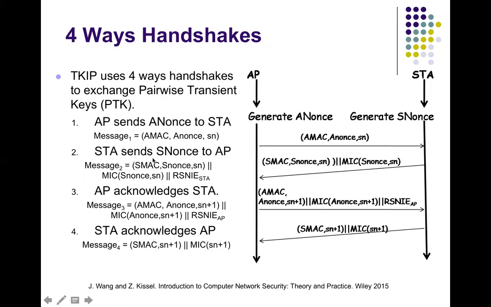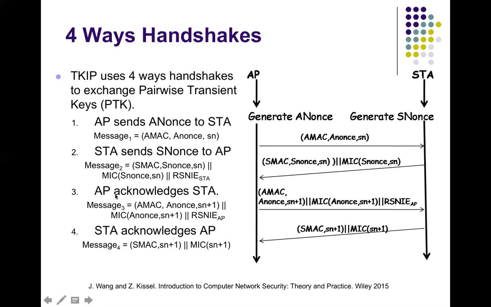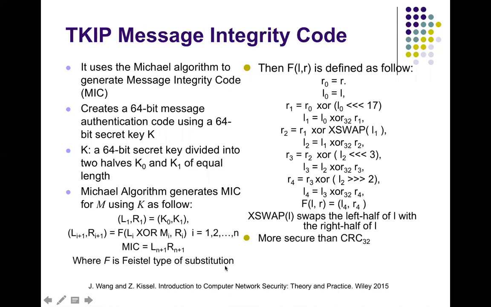Then the STA sends the STA's nonce. Again, we know a nonce is just a number generated to specify a particular message. So in this case, the STA sends the S nonce back. And then the AP acknowledges the STA, and the STA acknowledges the AP, so then this connection is established, and then this PTK is sent over. All right.